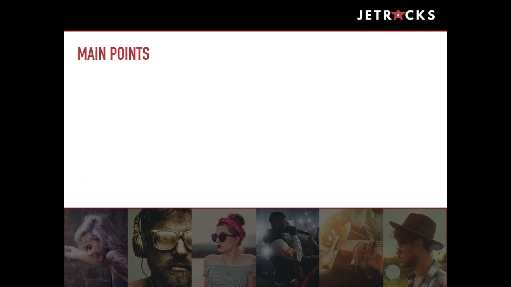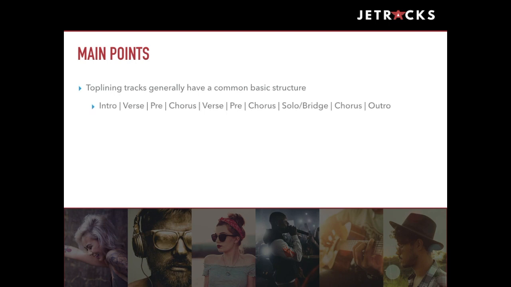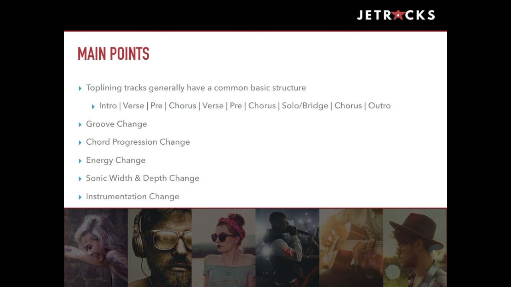So basically what we've talked about so far is that toplining tracks generally have a basic structure. It's going to have your intro, verse, chorus. And as you listen through the track, you want to listen for those changes that we talked about. You want to listen for a groove change, maybe an added instrument, maybe a lot of instrumentation, sonic width and depth. You want to listen, does the recording get wider? Do the electric guitars come in for the chorus and all of a sudden it sounds like the sound is outside of your speakers, outside on the sides of your speakers.